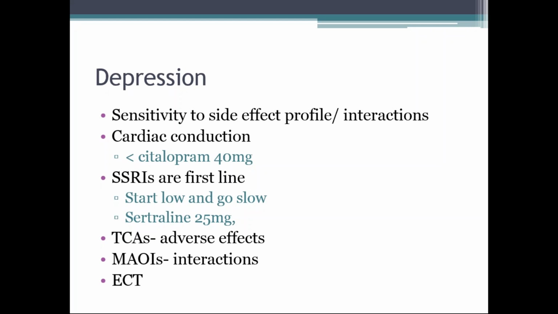SSRIs are great. TCAs, the tricyclics like your amitriptyline, nortriptyline, you're concerned because they block acetylcholine receptors. They block muscarinic receptors. It's the opposite of what we're trying to do if you're promoting cognition. MAOIs, we don't even really talk about those because there are so many more agents that are much safer. With geriatric depression, ECT, electroconvulsive therapy, is a really good option, even though you don't see it. You certainly don't see it advertised, probably because nobody's making money on it anymore.